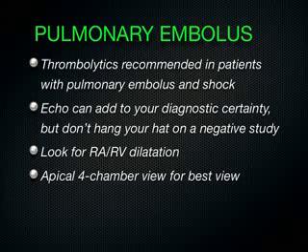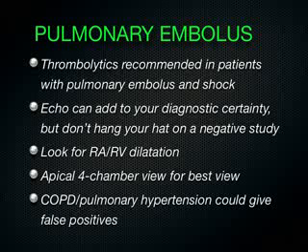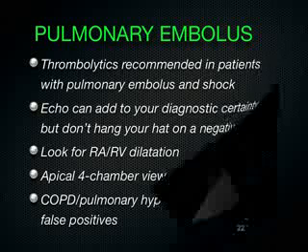This is a patient who's going to have a massive PE, who's got a very large RA-RV that's approaching or even bigger than the LA-LV. The apical four chamber is really a great view. I like parasternal long also, keeping in mind that COPD and pulmonary hypertension could give you some false positives. This is what it looks like.